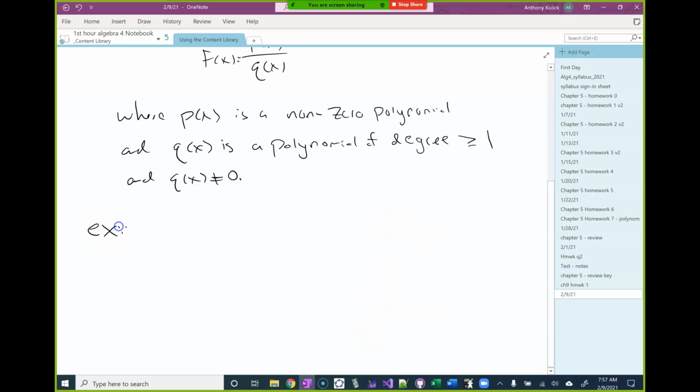So just to look at an example of things that are rational functions. Something like f of x equals x plus 3 over x plus 2. That's a rational function, right? The numerator is a polynomial, the denominator is a polynomial. So when we talk about rational functions, we'll talk about things that maybe look like this. Everybody's okay with that idea? Okay.